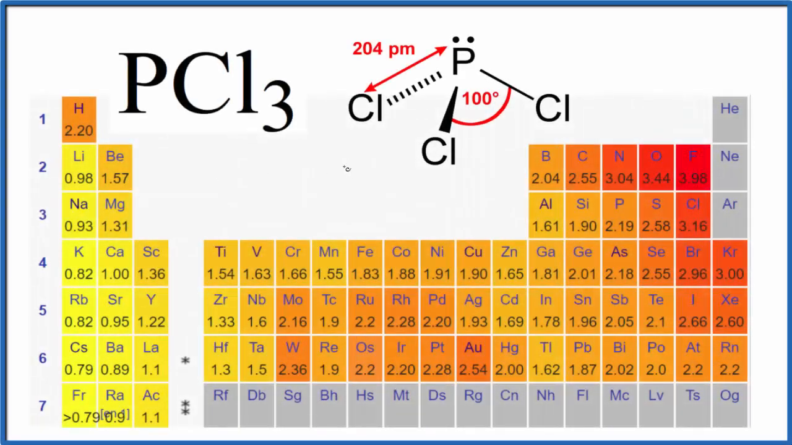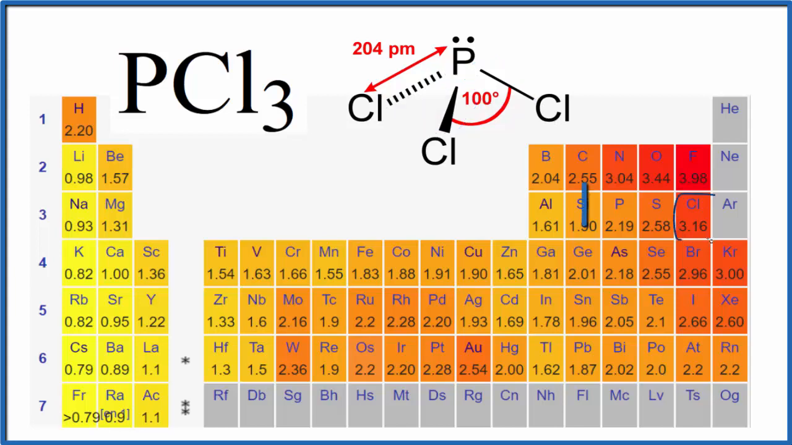In this video, we'll answer the question whether PCl3 is polar or nonpolar. This is phosphorus trichloride. So we have the structure here of PCl3, and this helps us understand whether it's going to be polar or nonpolar. What we're interested in are these bonds here. These are pairs of electrons shared between the phosphorus and the chlorine atoms.